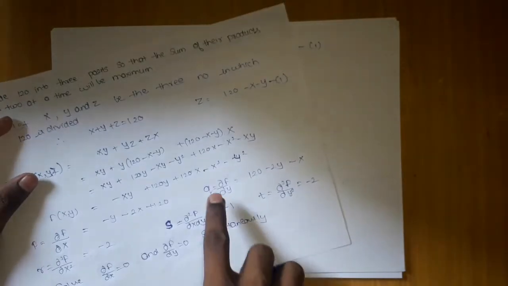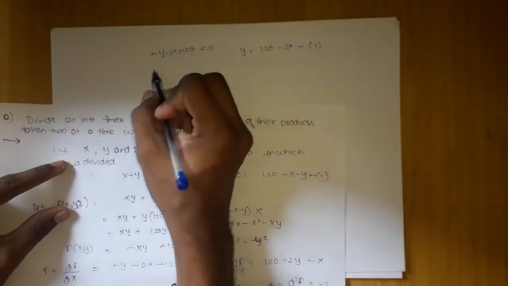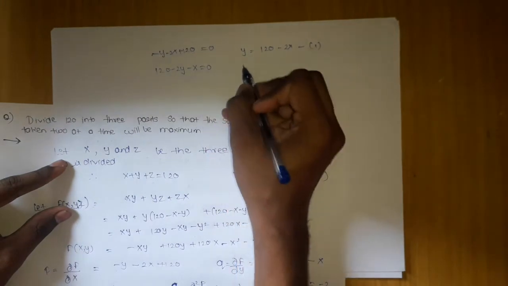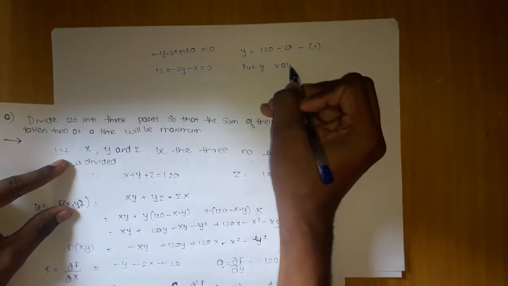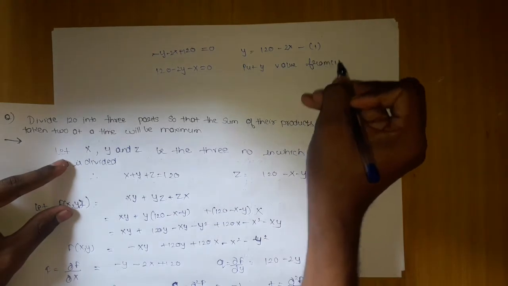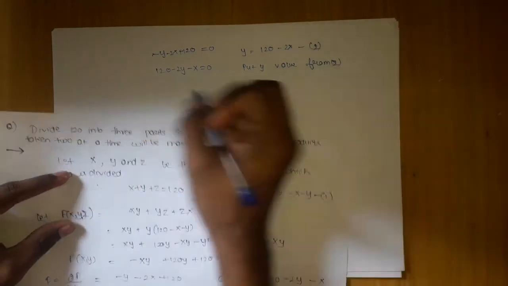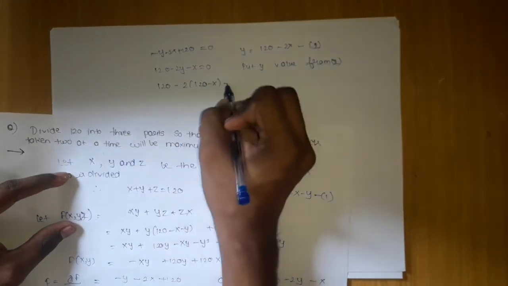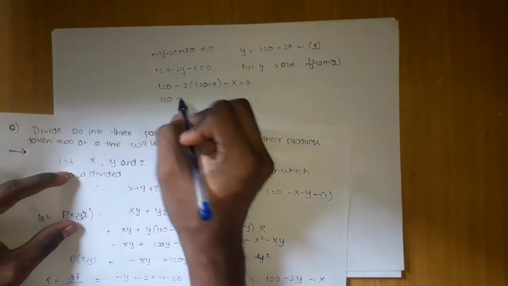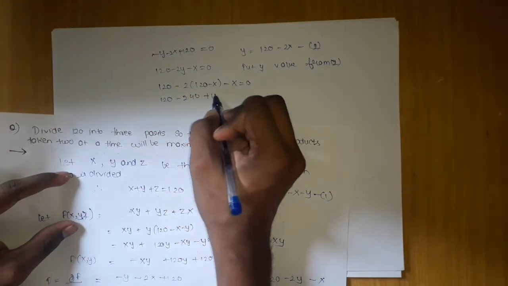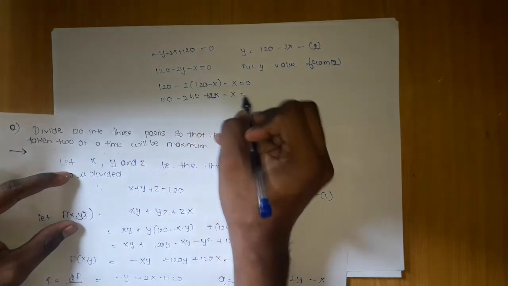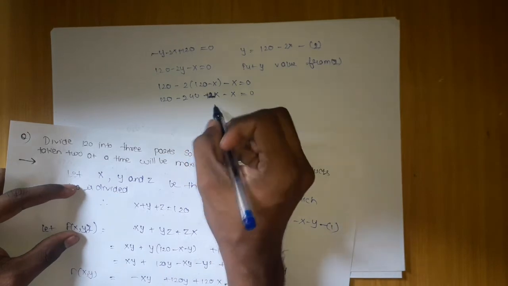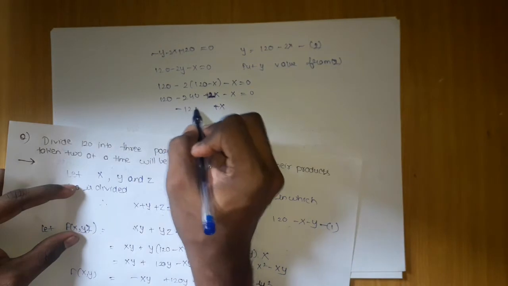And here from the second equation, which is ∂f/∂y, which is this equation, 120 minus 2y minus x equals 0. Here if I substitute the y value from 1, let's keep it 2. So here it will be 120 minus 2 into (120 minus 2x) minus x equals 0. So 120 minus 240 plus 4x minus x should be equal to 0. So we are going to get x, this will be minus 120 should be equal to 0.